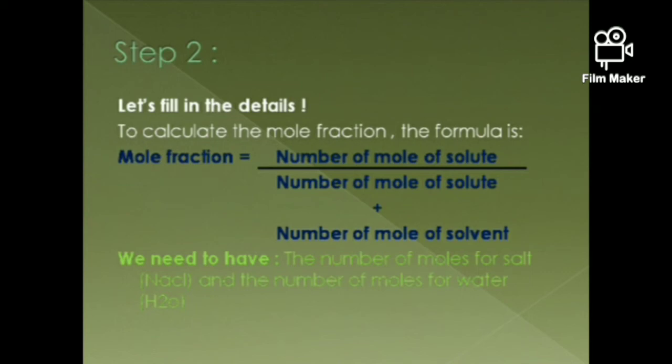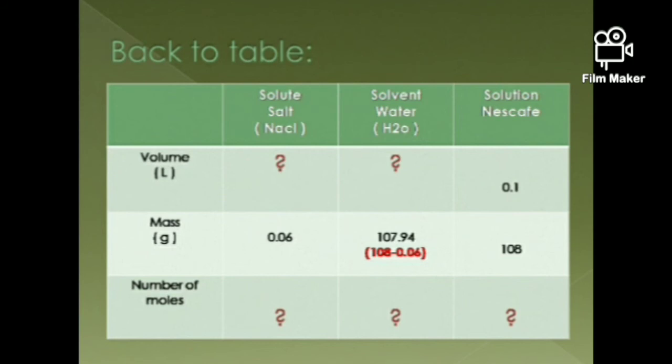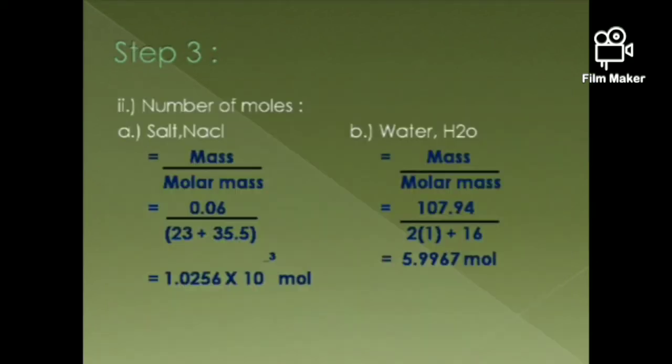According to the table we created, we need to find the number of moles for salt and water. In order to find the mole, we should calculate the mass of solution. Remember the density? That is what we are going to use here. To find the mass, we should multiply the density with volume, and the answer is 108 gram. Getting back to the table, let's fill up. The mass of solution is 108 gram and the mass of solvent is 107.94 gram, which can be obtained when we minus the mass of solute from the mass of solution.